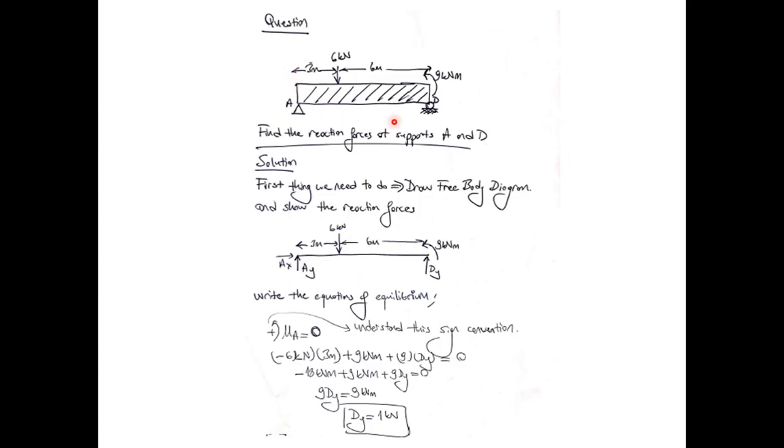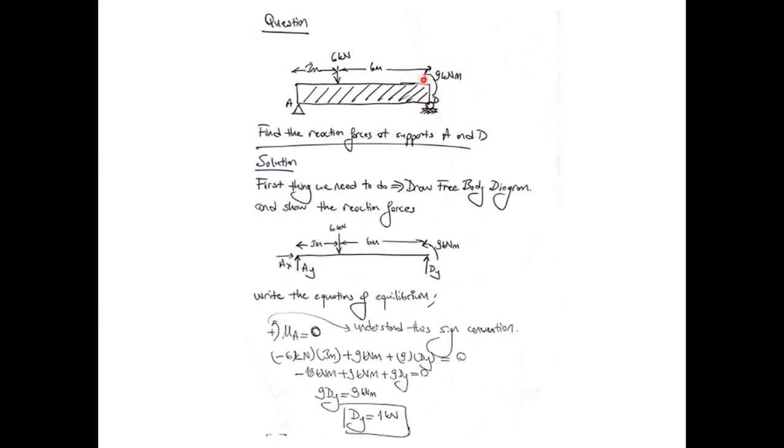And in this question, we are given a simple beam and we are asked to calculate and find the reaction forces at the supports A and D. So we have a 6 kilonewton force acting here 3 meters away from support A and 6 meters away from support D. And we have an external moment which is 9 kilonewton meters acting in the counterclockwise direction.